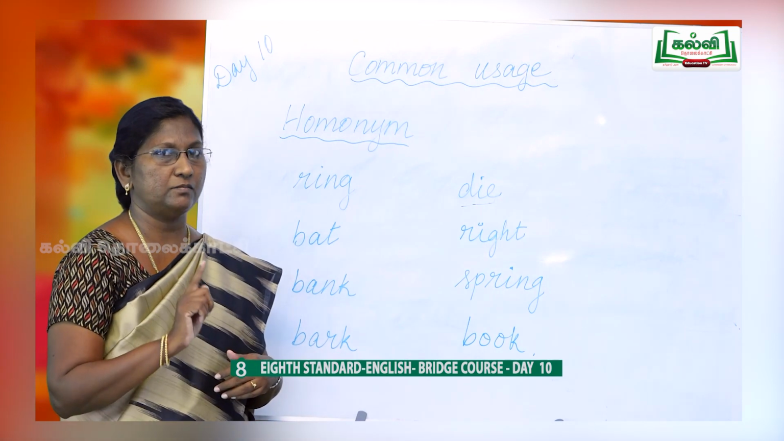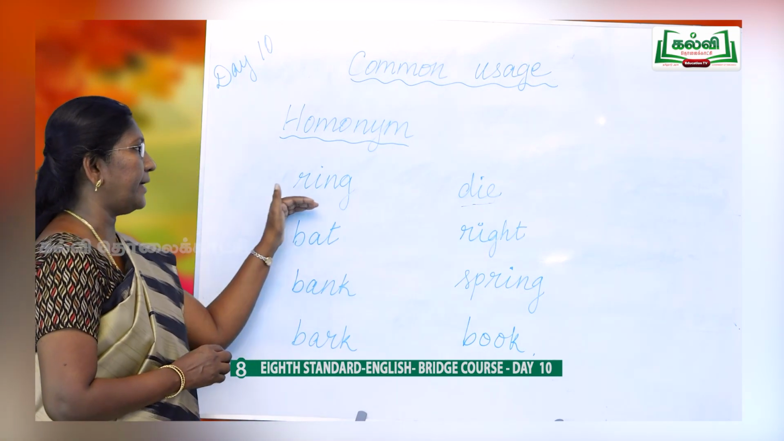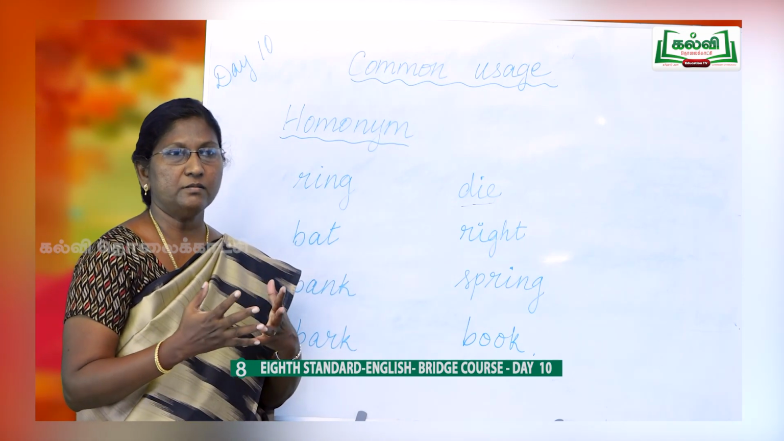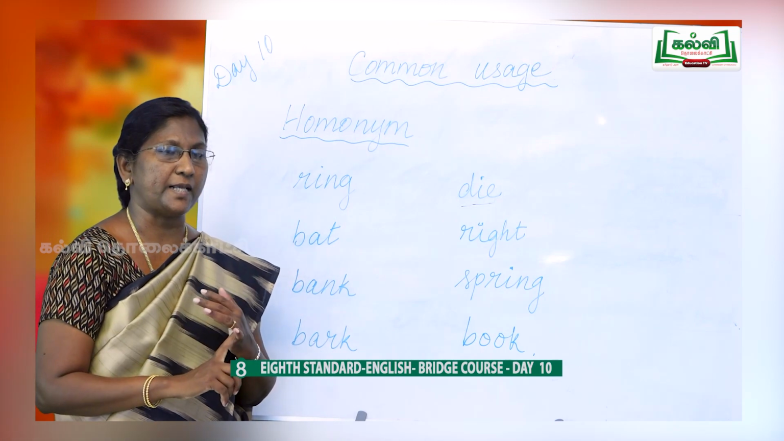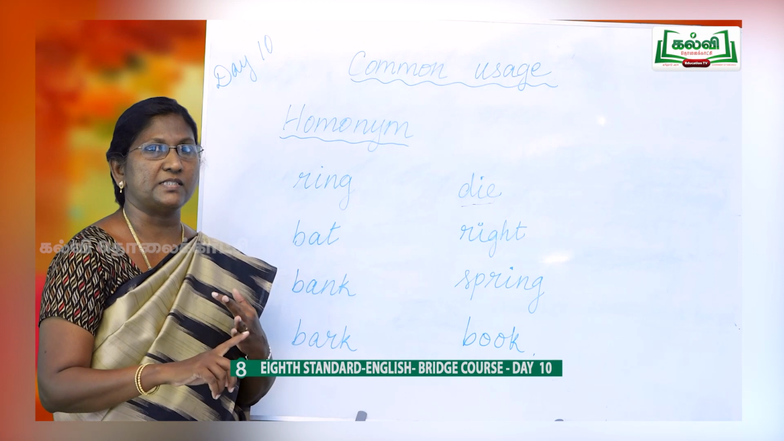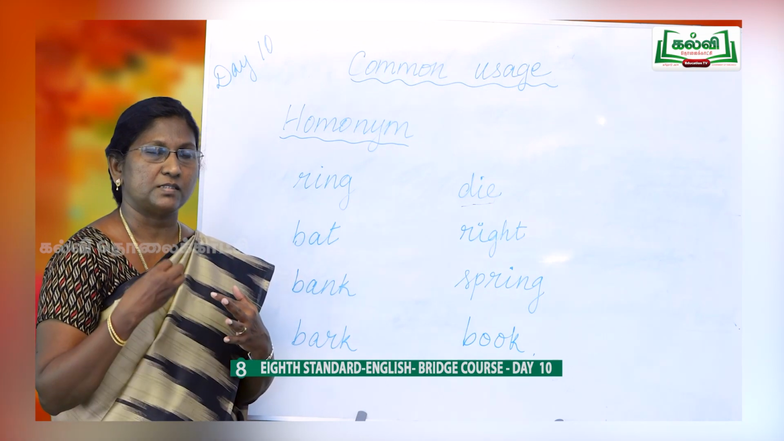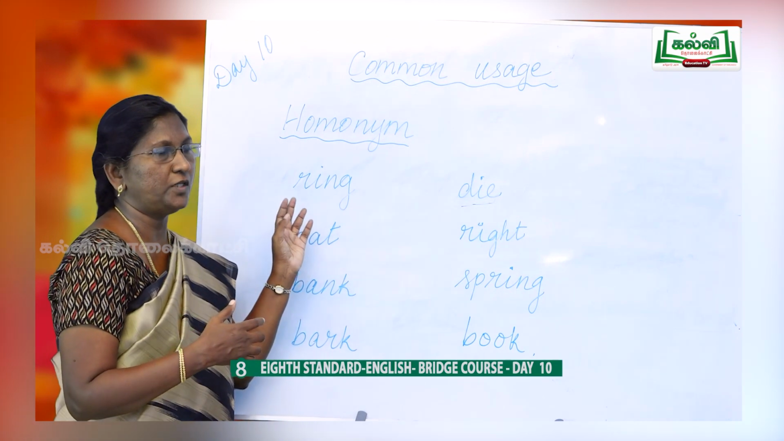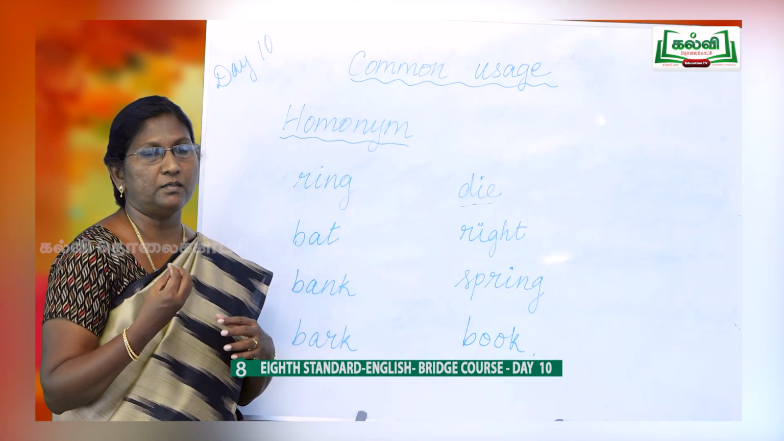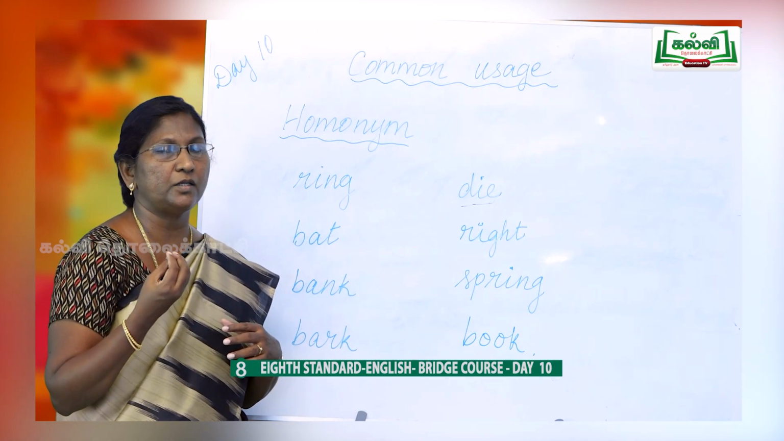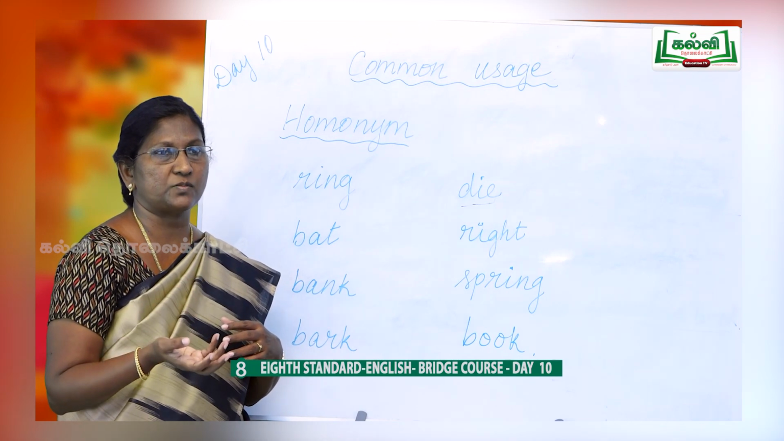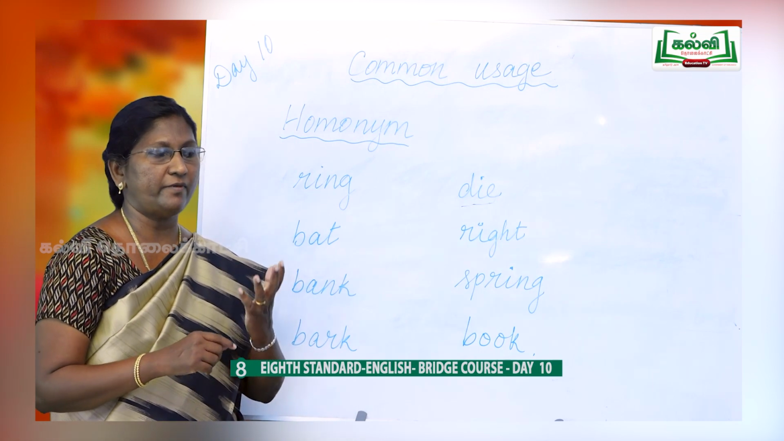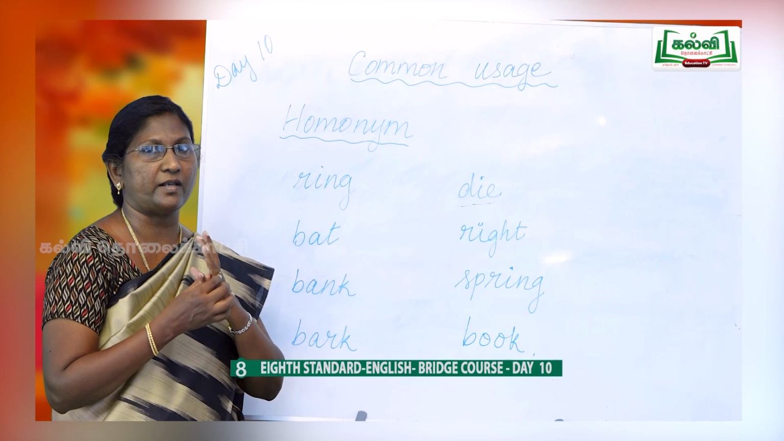Homo means single, one. Here few words are given. The first word is ring. Here one more ring is there. So two words, same spelling, same pronunciation. We spell it in the same way. The word is the same, but the meaning will be different. For the word ring, when you hear it, you will remember the bell ringing in your school. The ringing of the bell is one meaning. And another meaning is what we wear on our fingers, the ring we wear on your fingers.